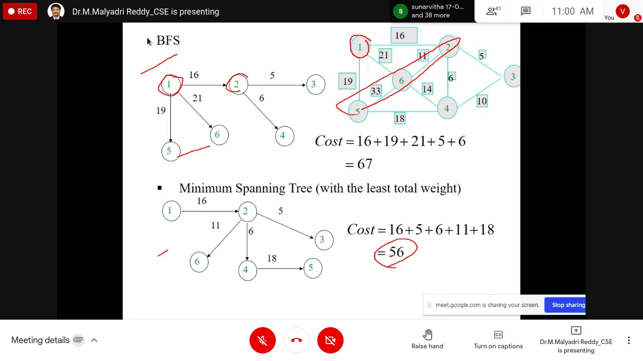So by using these different methods, the minimum cost spanning tree is the best method to visit all the vertices with minimum cost. That is the benefit of minimum cost. This is Prim's algorithm. Suppose I choose from vertex 1, I choose 16, then 2 is there. From this, like this, next, like this.